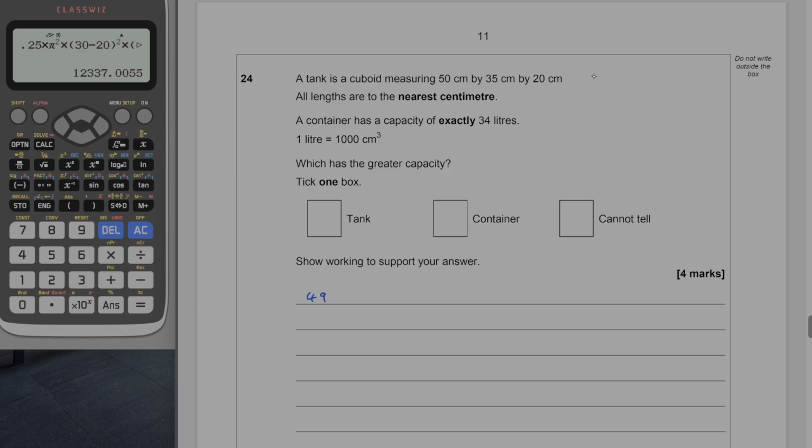could be is 49.5, times, and I'm going to do this in 2 stages, and the biggest that could be would be 50.5, so this is going to be the min, and this is going to be the max. Multiplied by 35 centimetres, the minimum that could be would be 34.5, and the maximum that could be would be 35.5. And then 20 centimetres, the minimum that could be would be 19.5, and the maximum that could be would be 20.5. That's going to give it to me in centimetres cubed, so I'm going to divide both of them by 1,000.